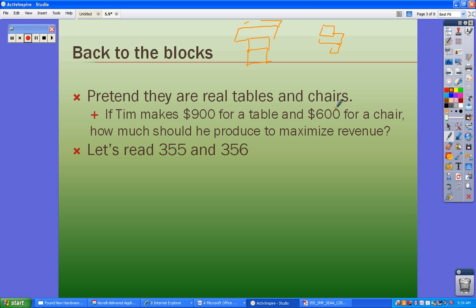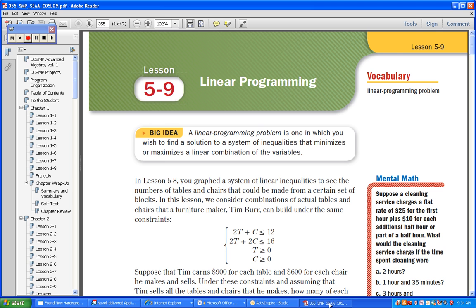Okay? Let's say that Tim is the guy who's going to be making these. He's going to make $900 for a table, and he's going to make $600 for a chair. How much should he produce to maximize revenue? Okay, we are going to go to page 355 and 356 in our book, and we are going to look at this together here.